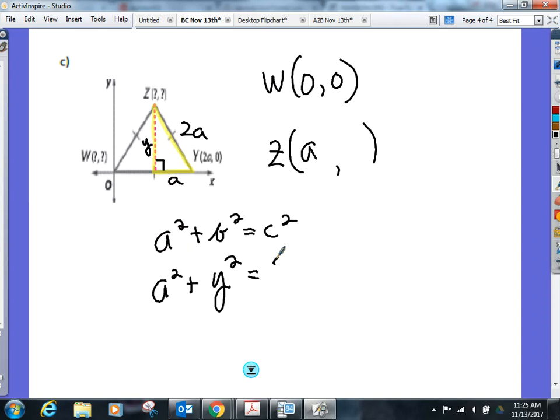Oh, whoa! Incorrect what I wrote up here. Who's going to dig deep and tell me why that's incorrect? What am I squaring by writing that? Just the a, not the hypotenuse. What's the hypotenuse length? So I need to square 2a, not just a. I need to square 2a.